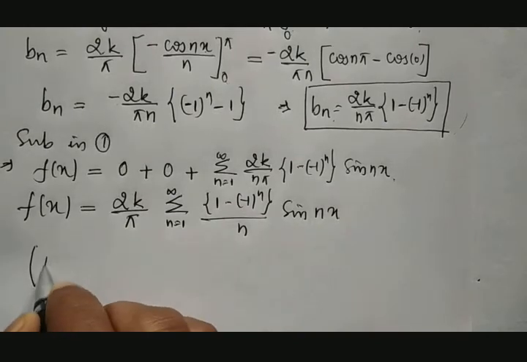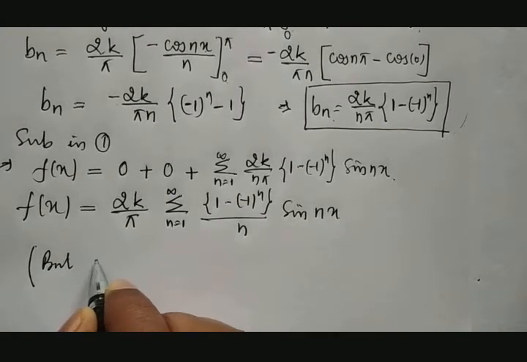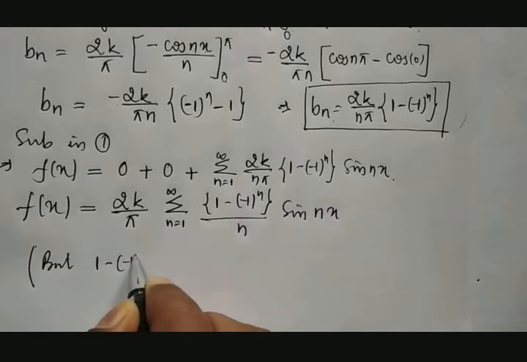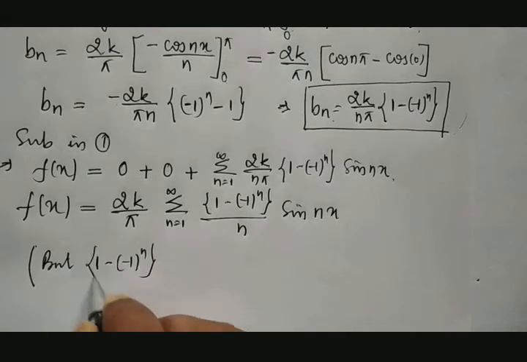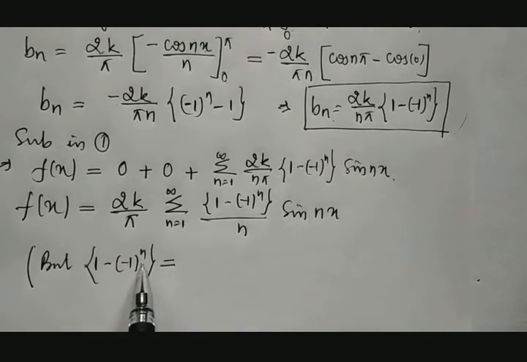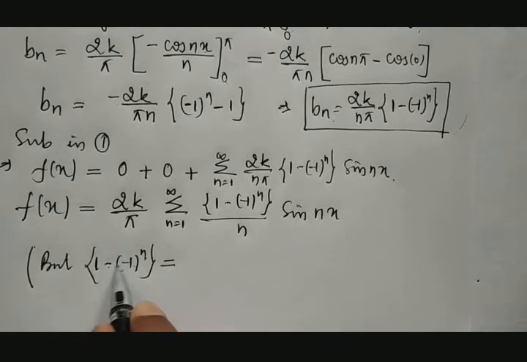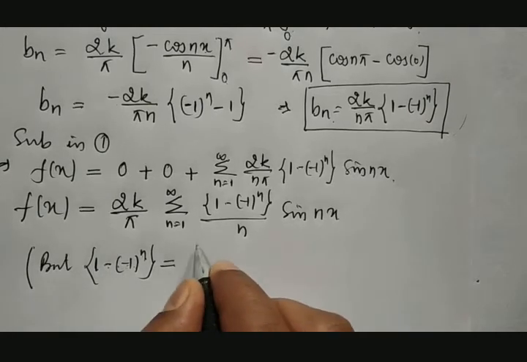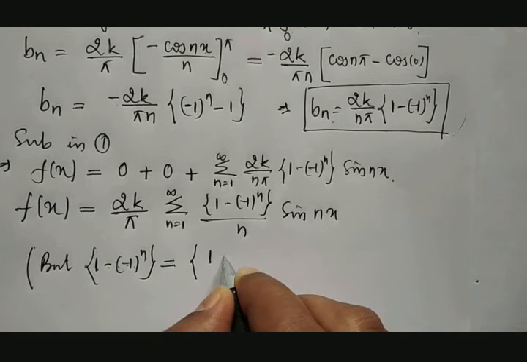Here we'll take. But 1 minus of minus 1 raised to n is equal to what? Because n starts from 1 to infinity. If n is 1, then what happens? 1 minus of minus 1 raised to 1 will be minus 1. So minus minus plus, it will be 2. Okay, so it may be like this.